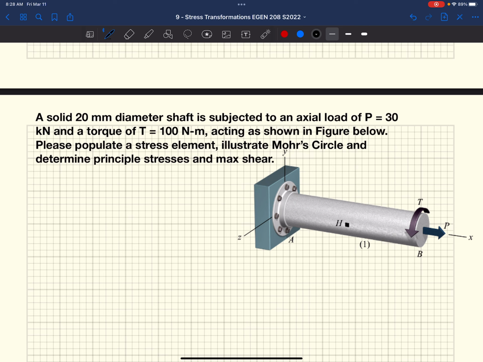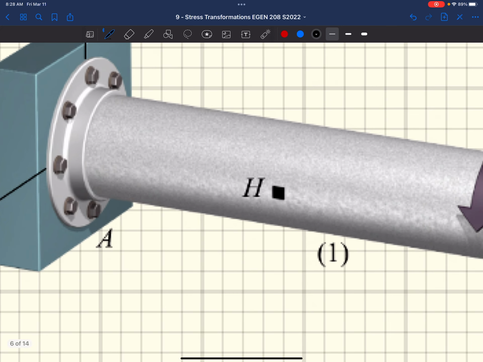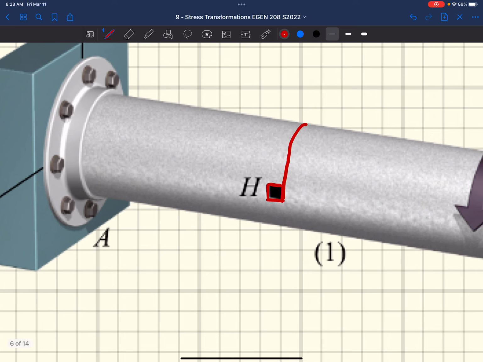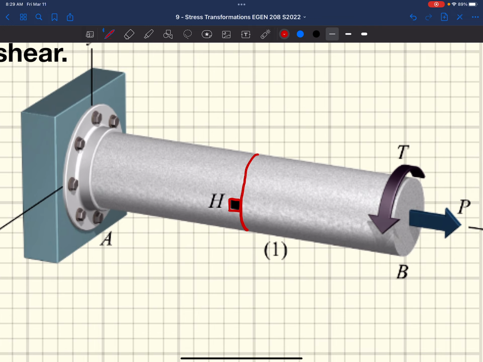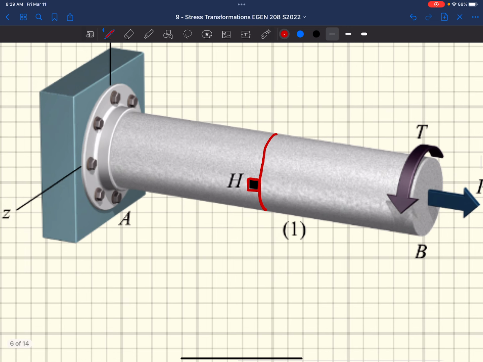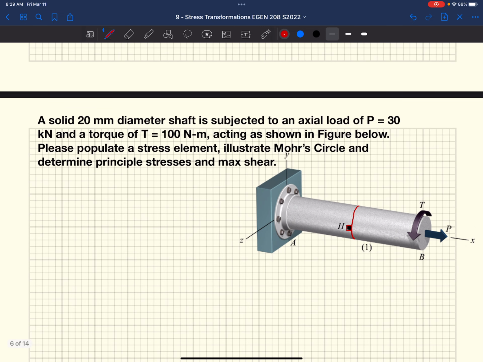So, what's the first thing we need to do here? Well, we need to populate a stress element. So we've got this little stress element, oriented along a plane that's cut perpendicular through this solid shaft. We're going to need a few more things to populate this stress element. Stresses are a function of our cross-sectional areas, our polar moment of inertia, those types of things.